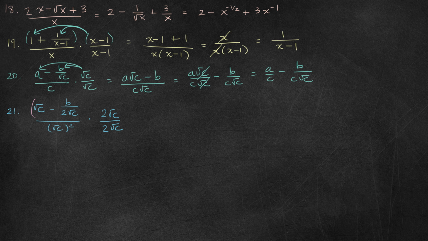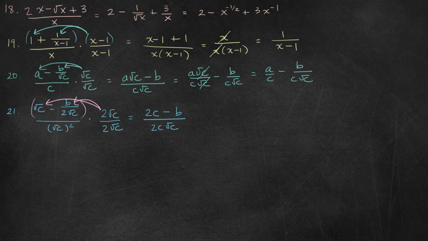Okay, so I'm going to distribute the 2 root c to this first term, and that'll give me 2c minus, and then I'm distributing it to this second term, which will just give me b, over. Now on the bottom, root c squared is just c, so I have 2c root c.